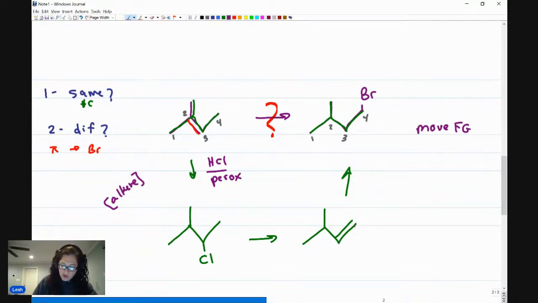Once I have the chlorine, I want to do the elimination. I want to make sure I eliminate in the direction of the less substituted carbon. This is not going to be the Zaitsev product. It's going to be the Hofmann elimination.